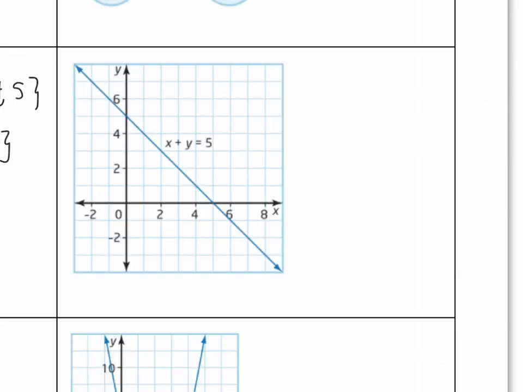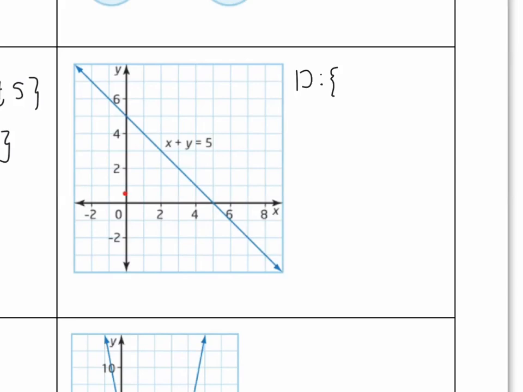Now, how about a graph like this? We are trying to find domain and range. So what can x be and what can y be? So let's start by figuring out the domain. I'm going to start with a D, a colon, and a squiggly bracket. And then we've got to really think about this. What is x allowed to be?